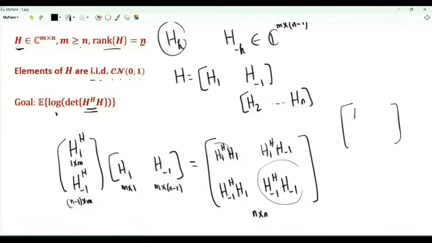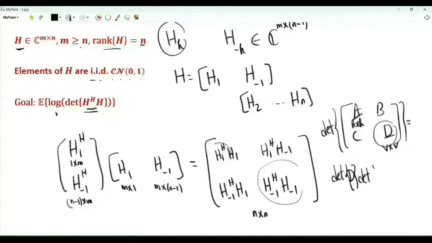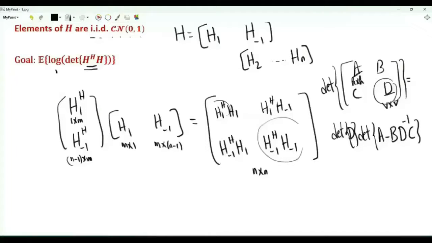If we have a matrix with 4 blocks, A, B, C, and D, where this block is square of size k by k and that block is square of size v by v, the determinant of the matrix of size k plus v by k plus v is equal to the determinant of D multiplied by the determinant of the Schur complement of D. This is A minus B times the inverse of D, assuming of course that D is invertible, times C. Let's make use of this result in our task.